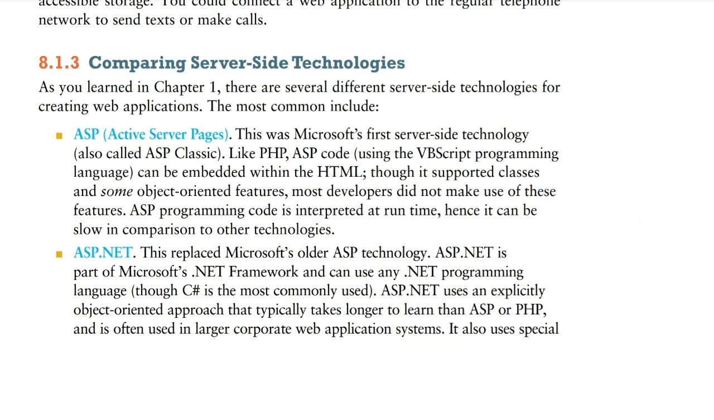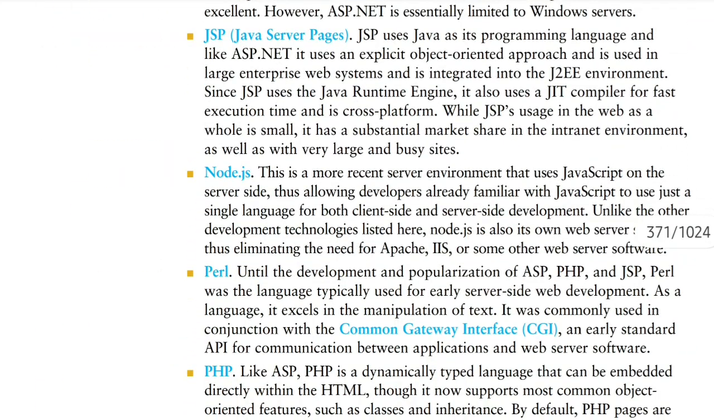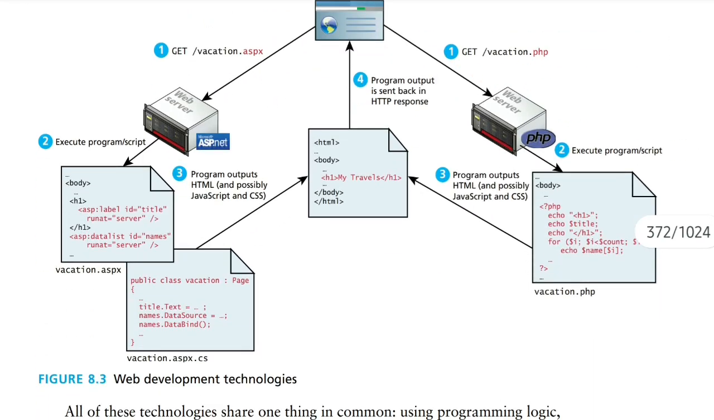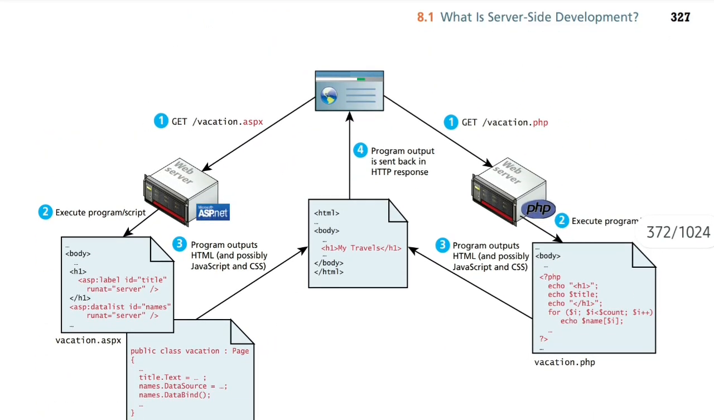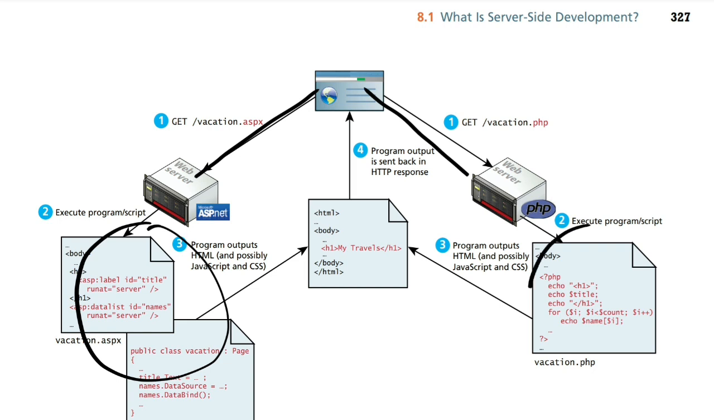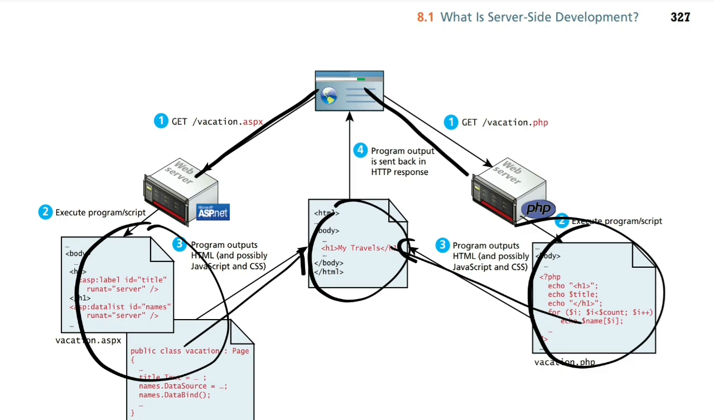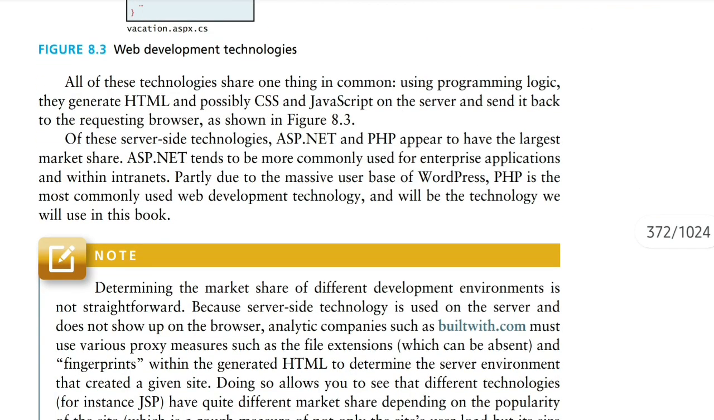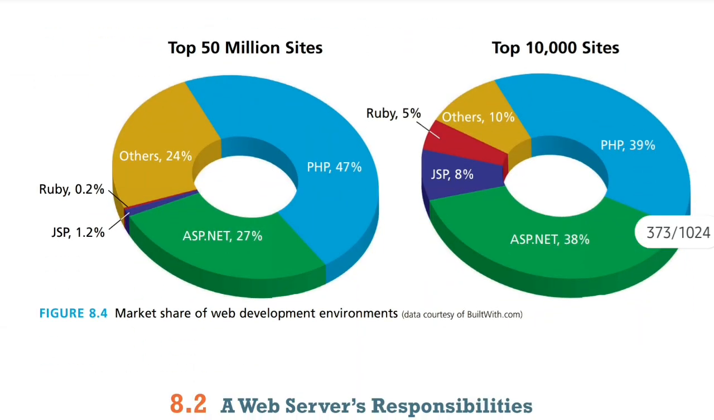Comparing server-side technology, there are different server-side technologies like ASP, ASP.NET, JSP, Node.js, Perl, and PHP. Okay, these are the different examples. And the difference between ASPX and PHP: here an ASPX file is sent, here a PHP file is sent, and the execution is happening here, and here as well, and they output the HTML and JavaScript, which is sent back to the browser. It's pretty similar to each other, only the syntax differs.